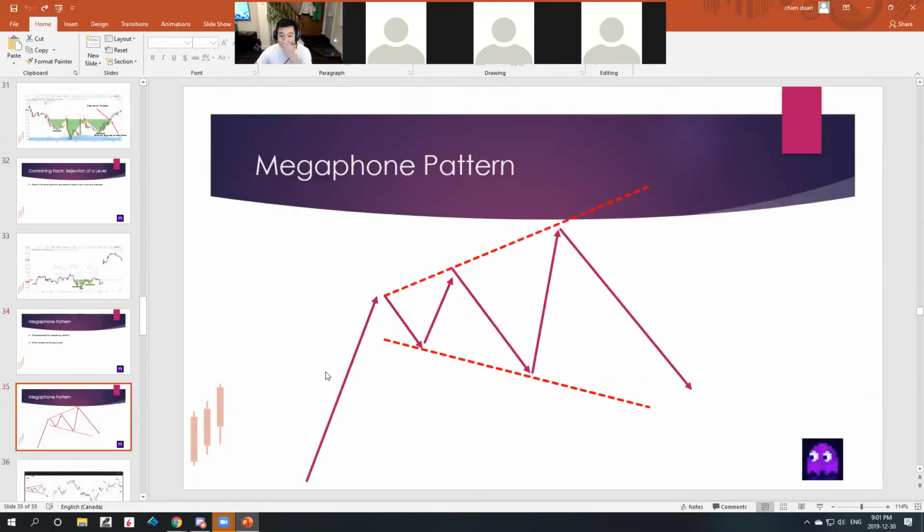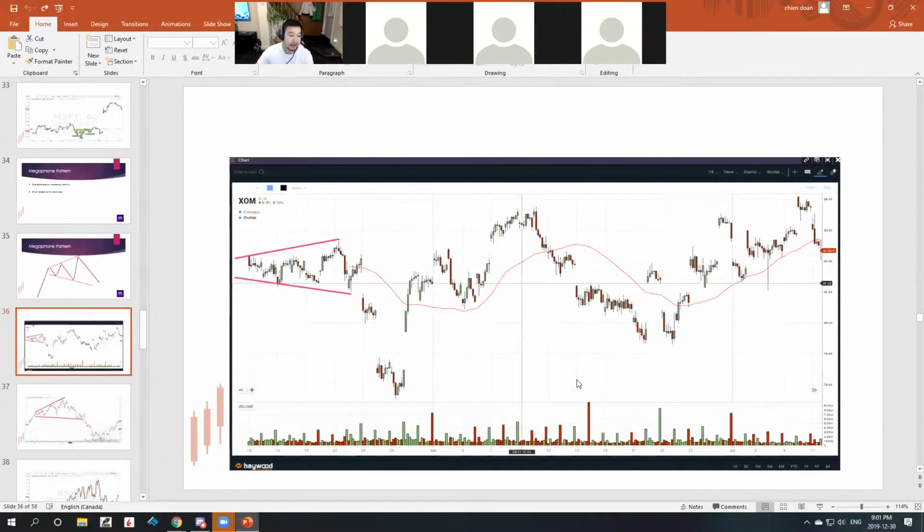So, megaphone patterns here. Your megaphone pattern is just a pattern that represents increasing volatility in the markets. And for some reason, it tends to break out to the downside quite a bit. I'm not sure why it tends to break out to the downside more than to the upside. Because people flee from the risk, the increasing volatility.